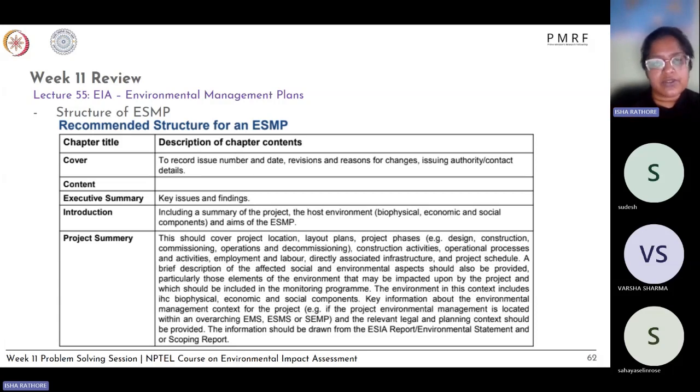Then you have the introduction, where you give the summary of the project and the environment parameters which are outside, in your project vicinity. Then there's a project summary where you list all of the project related information. So what is the location, site, layout plans, the different project phases, the construction activities which were planned at what timeline, what were the employment numbers, labor forces which were involved, at what stages they were involved, what was the infrastructure which was developed because of the project or for the project, and what was the schedule. So you list all of that. This is the key information which is given here.